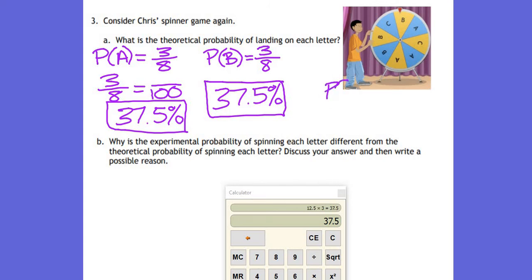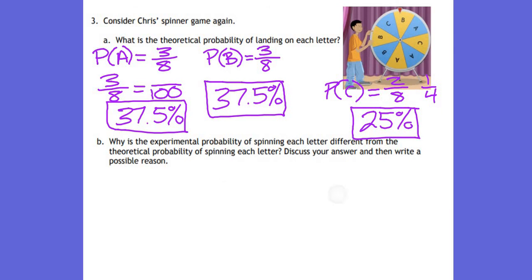And lastly, let's look at the probability of C. How many sections have a C? 2 out of 8, which is 1/4, which we know is 25%. So that's our theoretical. Our experimental was 20%. Was it close? Kind of. If I conducted the experiment more, would it be closer? Yes, it should.